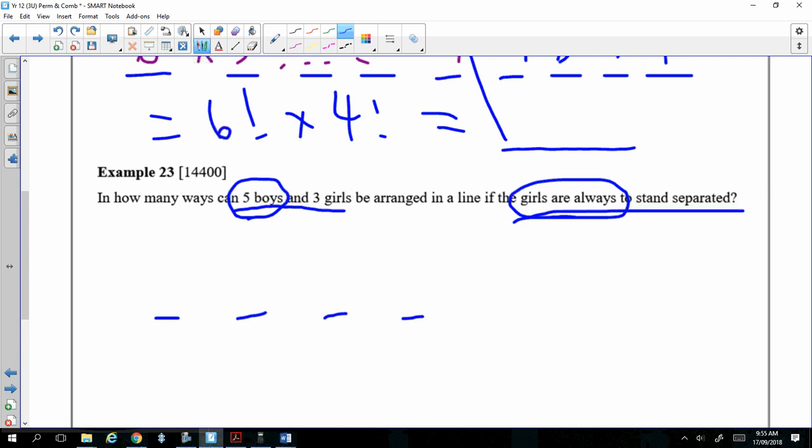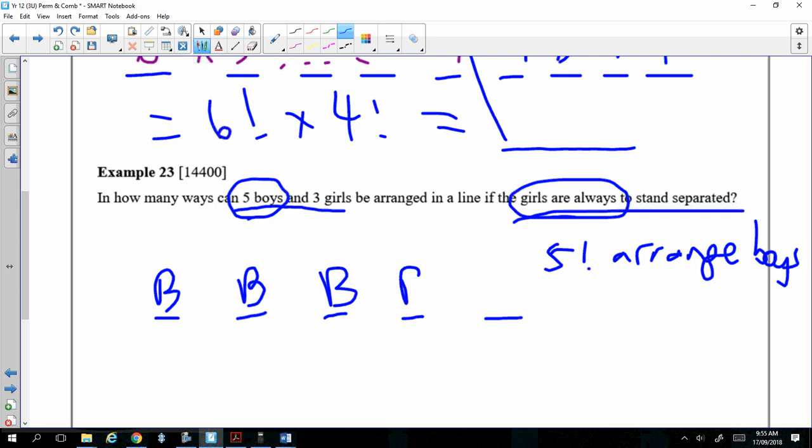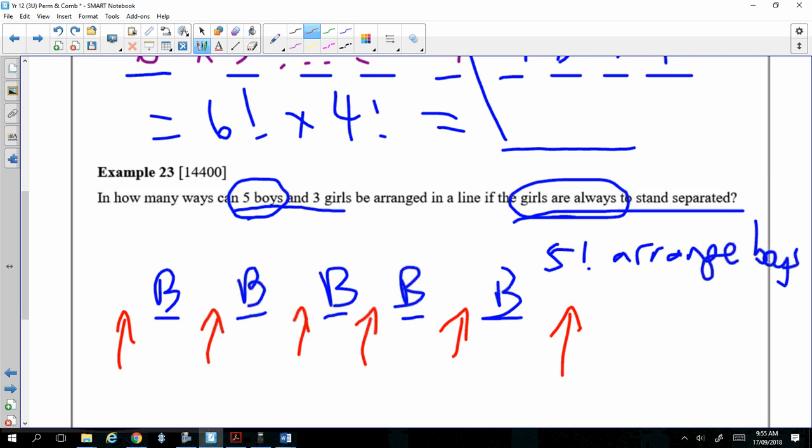Right? So the boys will sit down, and we need to ensure the girls are separated. So where do we put the girls? Either in between, or at the first or the last. Right? So that means the first girl, G1, G2, G3: the first girl will have how many choices? How many? 1, 2, 3, 4, 5, 6. How many choices for the next girl?